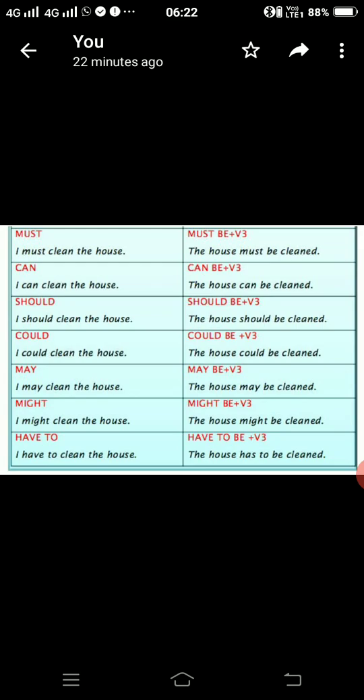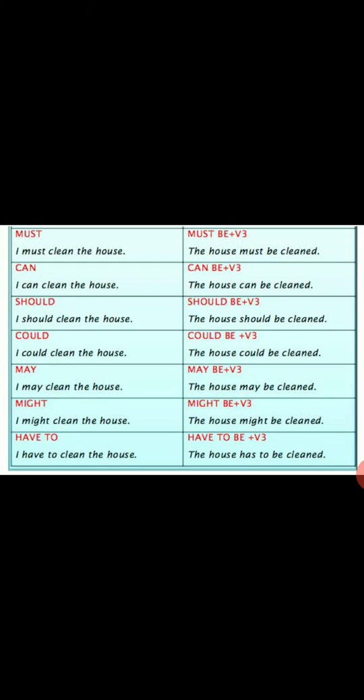So every modal is followed by what? Be and the third form of the verb. Right? We have to see if it is a plural subject, then have to comes, and if it is a singular subject, then has to come.